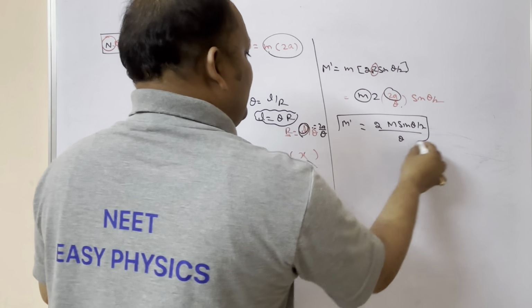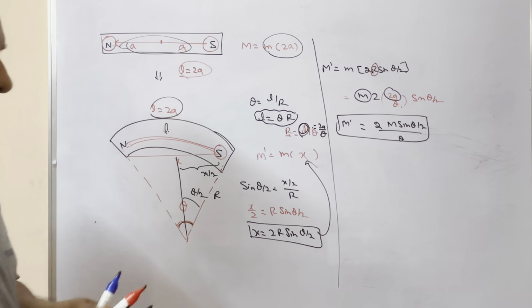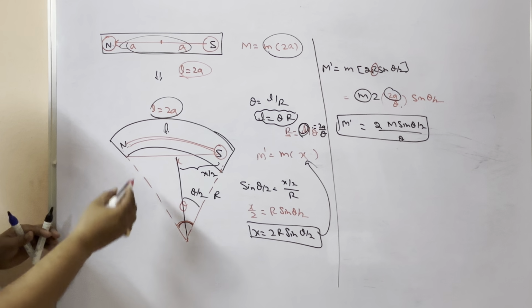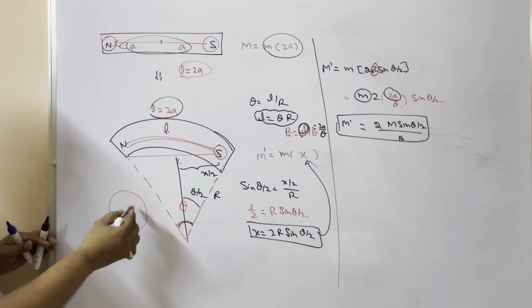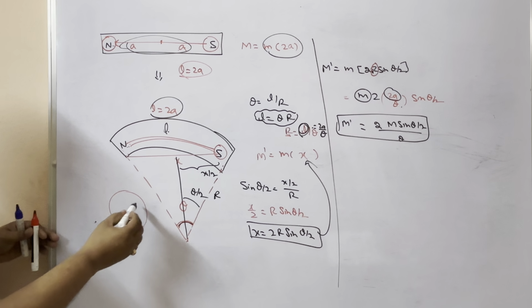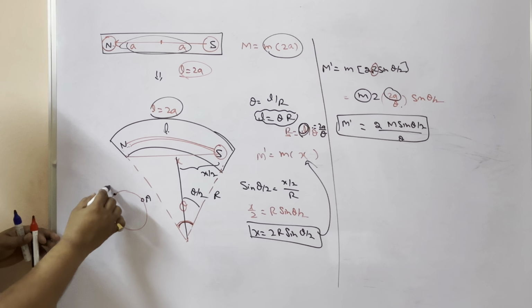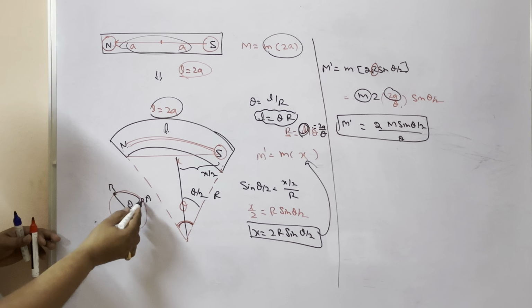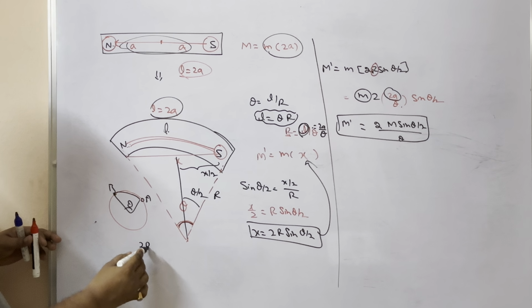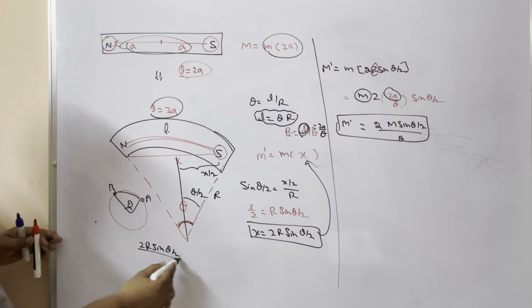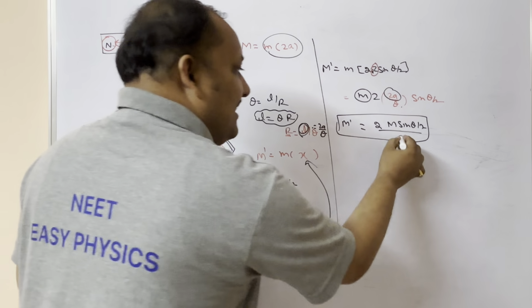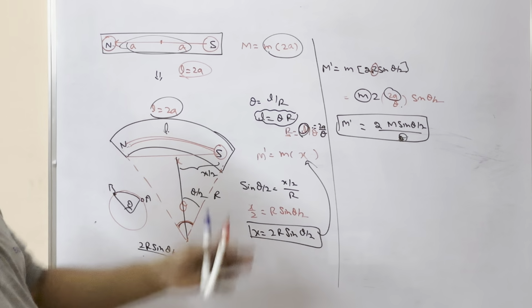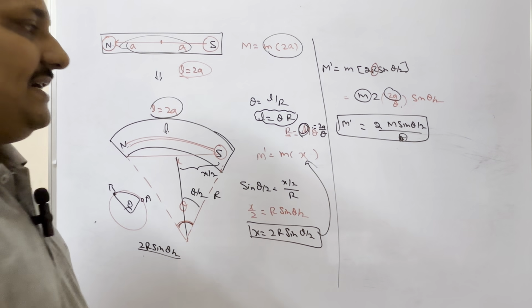So, how to remember this equation? Already we discussed in first year in circular motion, an object moving from one position to another position by making an angle theta. What is the displacement formula? 2r sin theta by 2. For this, an extra theta will come. So, 2M sin theta by 2 by theta.